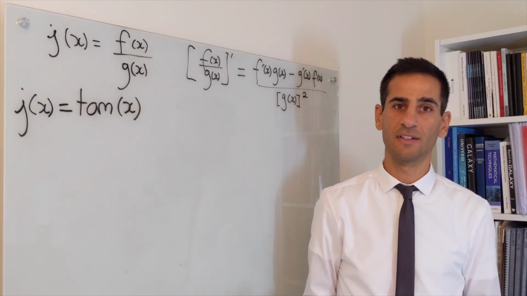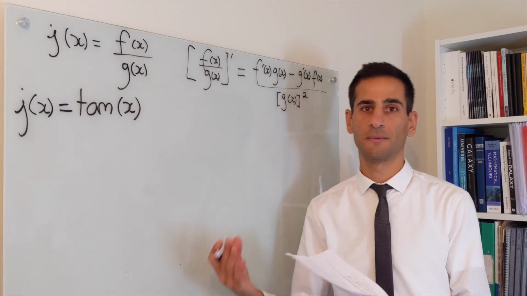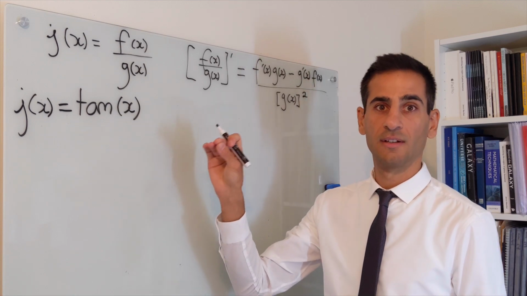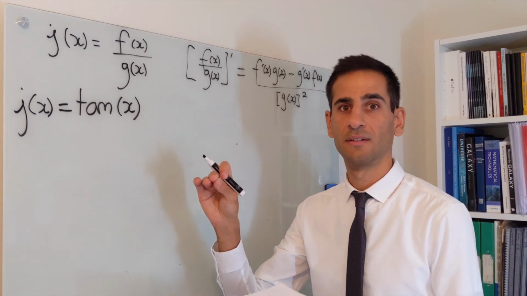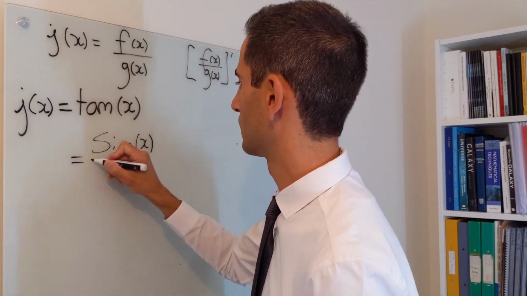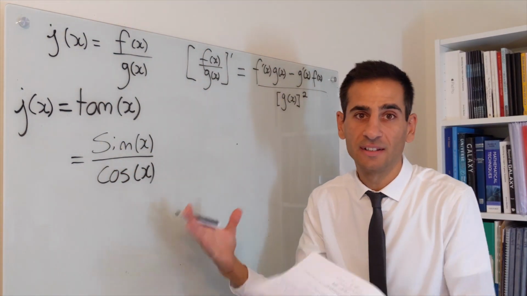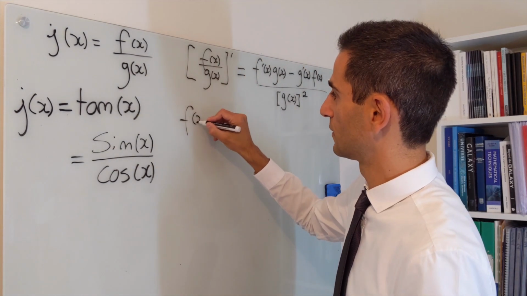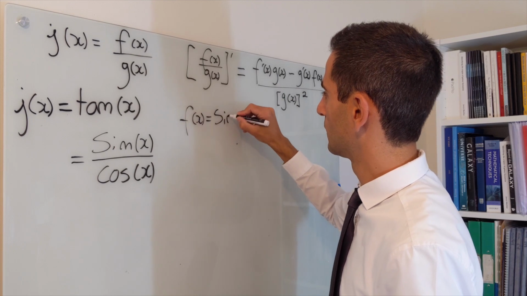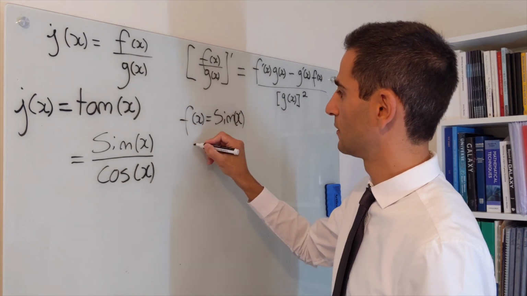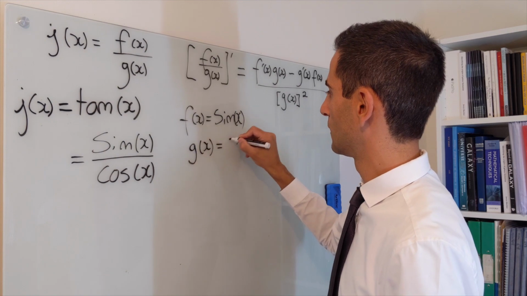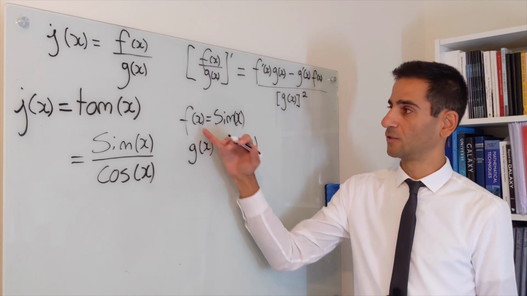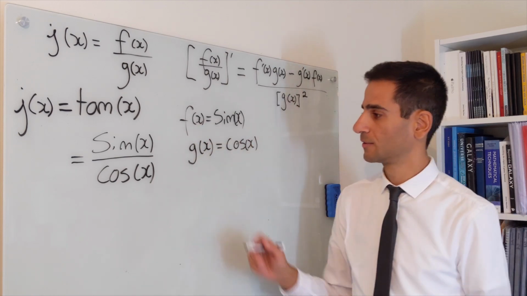The trick really is to identify which is f of x and g of x. In this case, we know that we can write tangent of x as the ratio between sine x and cos x. This means that we can identify f of x and g of x. In this case, f of x is sine x, g of x is cos of x. Therefore, all we have to do is differentiate the individual functions.